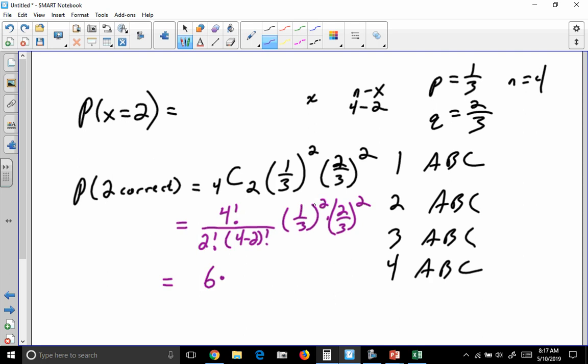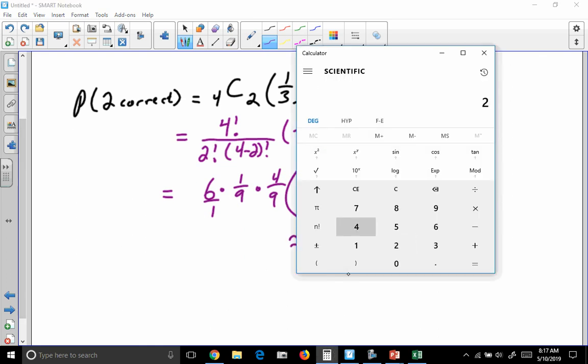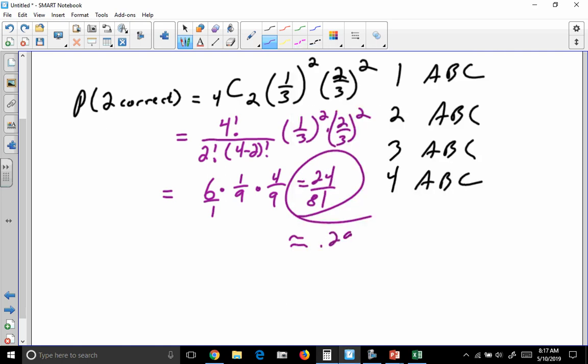If we do 1/3 squared, that's 1 squared over 3 squared. 2/3 squared, that's 2 squared over 3 squared. So if we multiply this together, 6 times 1 times 4 over 81. So that's the likelihood of getting exactly 2 correct, which is 24 out of 81, 0.296. About 30% chance of getting exactly 2 correct.